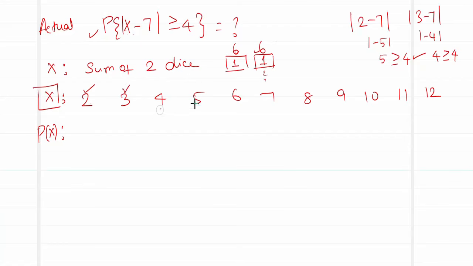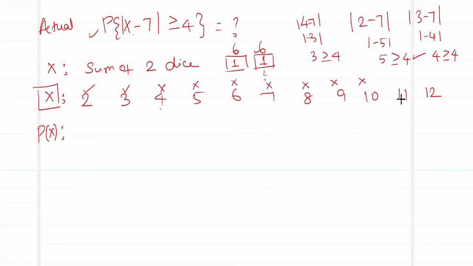The next number taken is 4. What will be 4 minus 7? 4 minus 7 makes it minus 3. Is 3 greater than or equal to 4? No. 3 is not greater than or equal to 4. Is 5 minus 7, which is 2, greater than or equal to 4? No. Put 6, 6 minus 7 is 1, 1 is greater than or equal to 4? No. Put 7, 7 minus 7 is 0, greater than or equal to 4? No. Is 8 minus 7, 1 greater than or equal to 4? No. Is 9 minus 7, 2 greater than or equal to 4? No. Is 10 minus 7, 3 greater than or equal to 4? No.